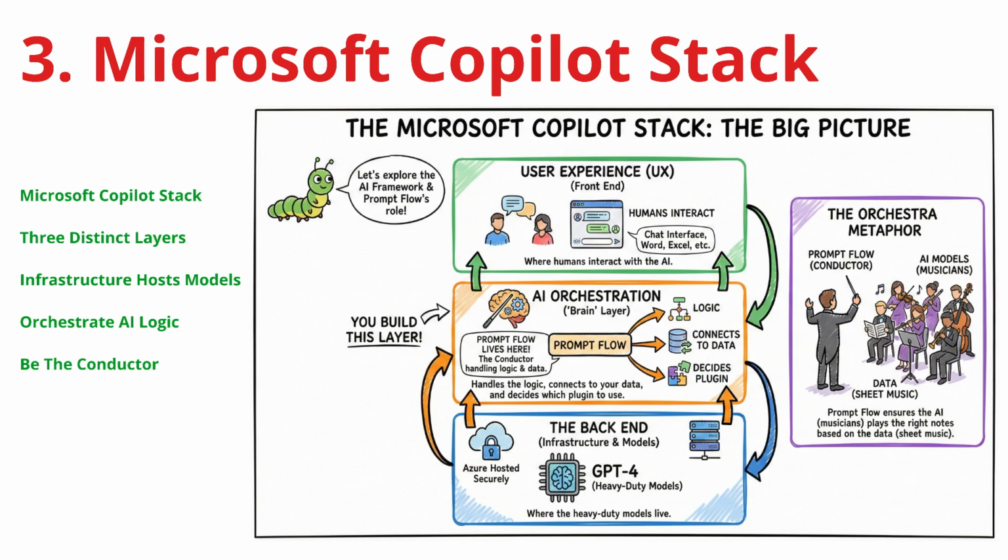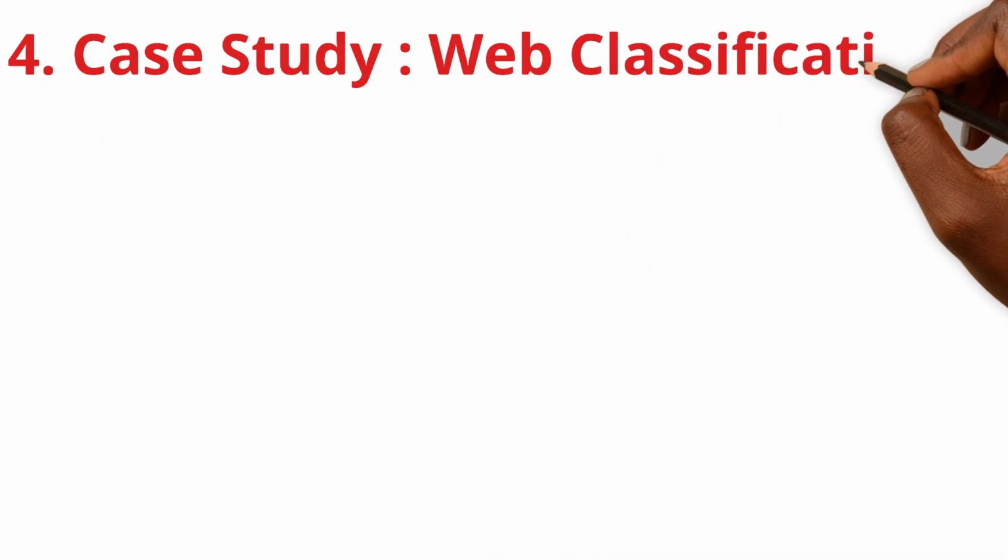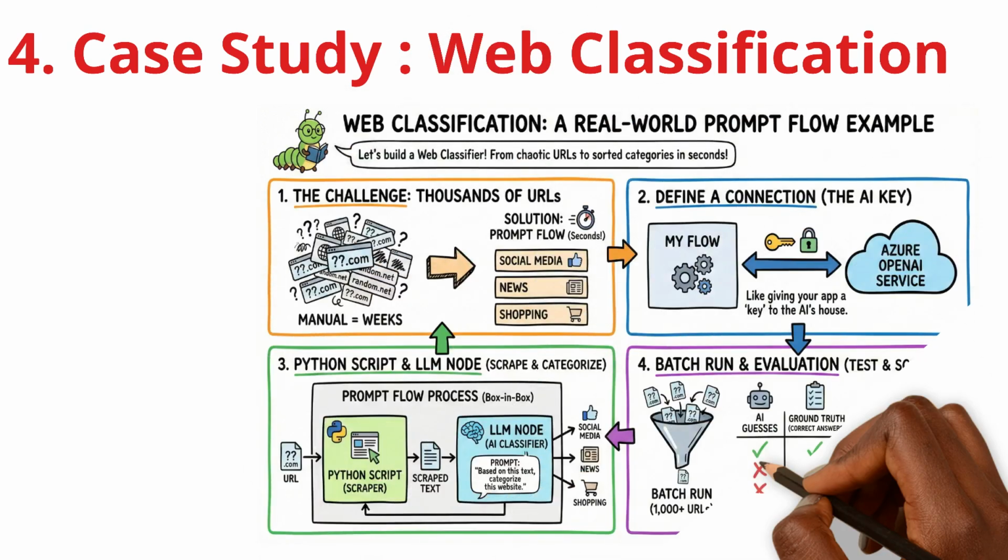But the magic happens in the middle, the AI orchestration layer. This is where prompt flow lives. You can think of this layer as the conductor of an orchestra. It manages the logic and connects your data, ensuring the AI musicians play exactly the right notes to create a perfect performance. Let's look at a real-world example, building a web classifier.